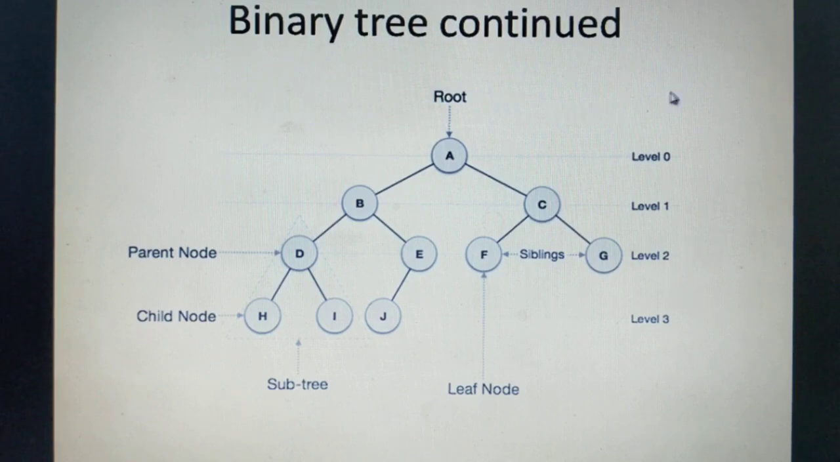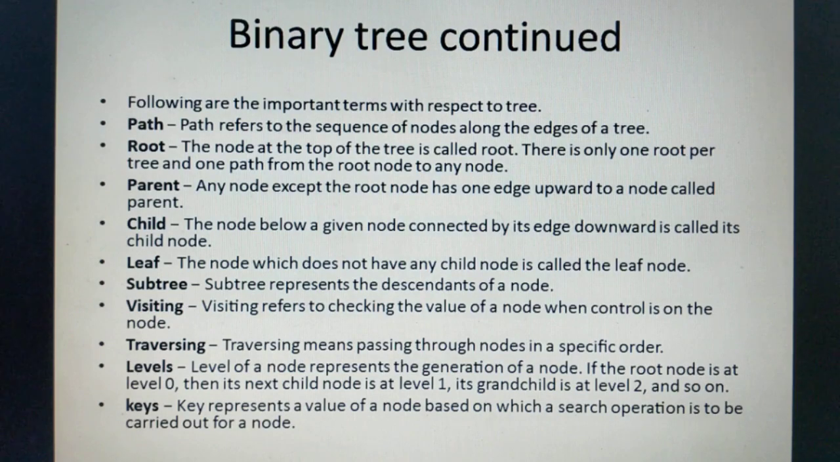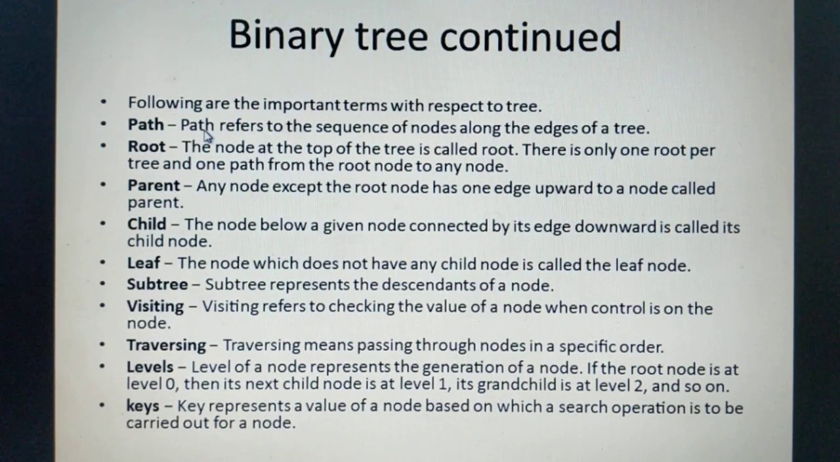Okay, so this is all in all an example of how a binary tree looks like and different definitions. Here I have stated a few of the definitions. So what is a path? It refers to the sequence of nodes along the edges of a tree. Then we have a root node. What is it? The node at the top of the tree is called a root node.